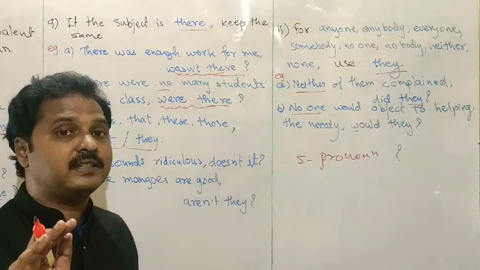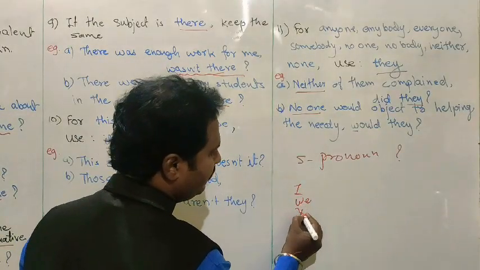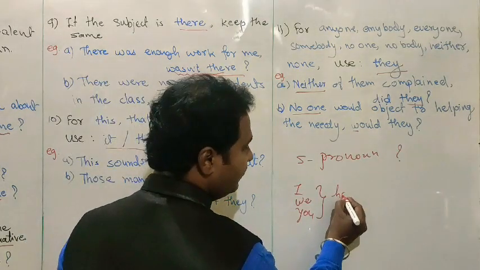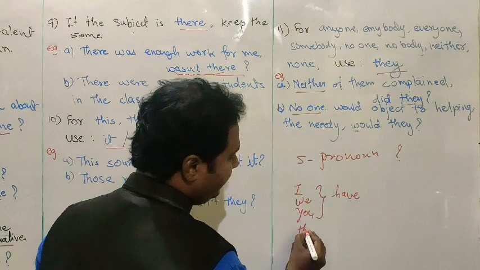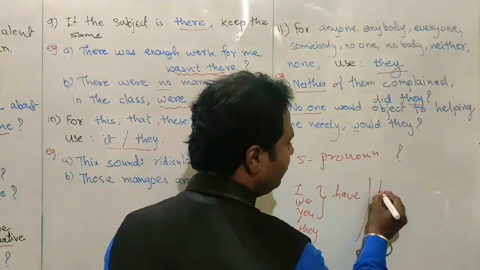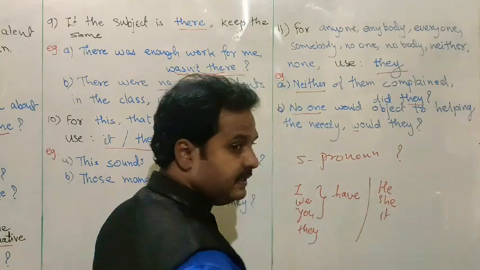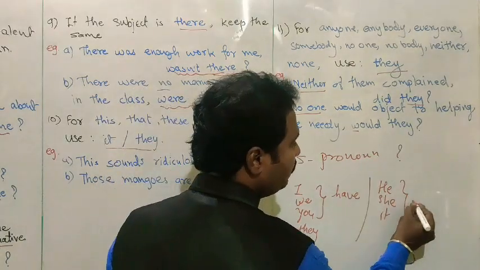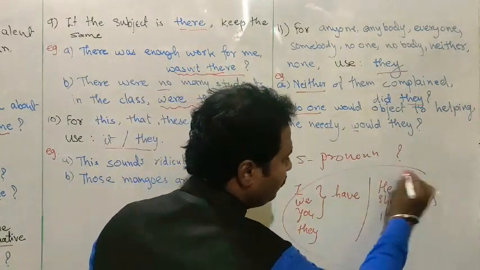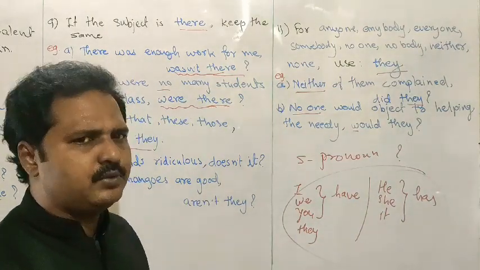Keep in mind that for I, we, you, they we have to use have, and for third person singular, that is he, she, it, we have to use has. For have and has, keep this rule in your heart. And for had, we use the same.